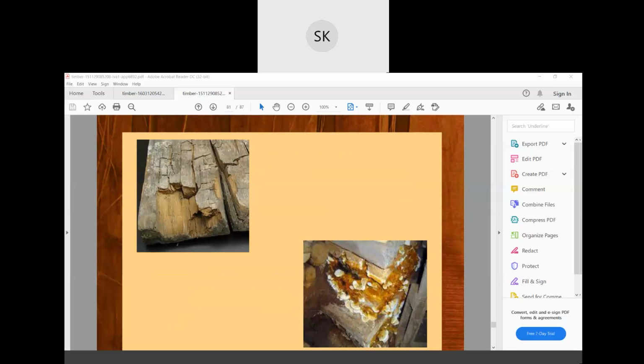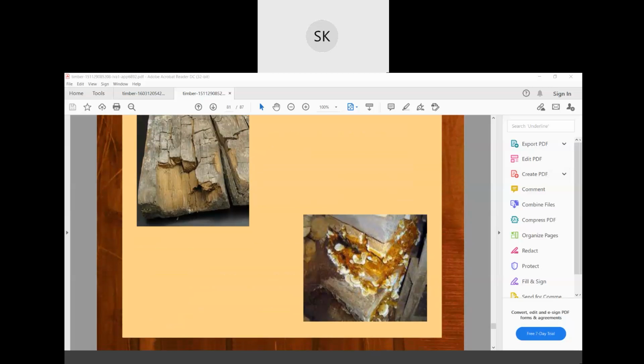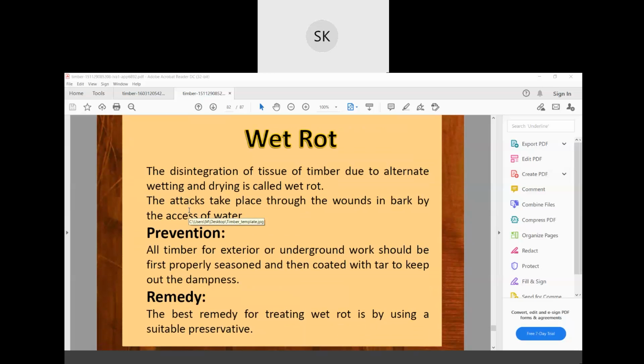These are the examples. See, the fungi has evolved in this part. Now, wet rot. The disintegration of tissue of timber due to alternate wetting and drying is called wet rot. The attack takes place through the wounds in the bark by the excess of water. So sometimes, if you see some windows or doors, they have a surplus amount of water due to rain or air.